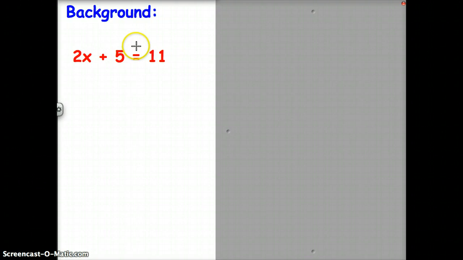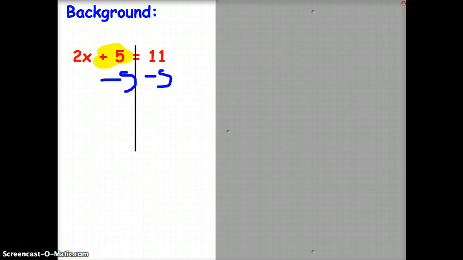First thing, like I recommended with BoardWorks in the past, I want you to draw a line through your equal sign. Step 1, we aren't combining like terms today. Step 2, we need to undo any adding and subtracting. Right now, we're adding 5 to 2x. To get rid of adding 5, I'm going to subtract 5 from each side. So 5 minus 5 is 0, so I'm going to bring down my 2x. 11 minus 5 is 6.